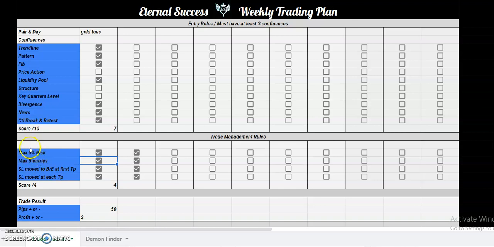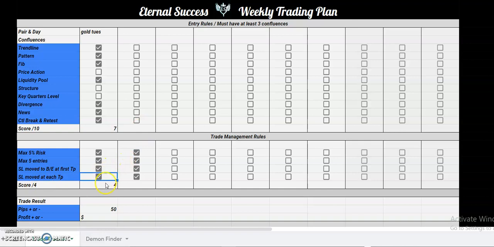So the 5% risk can be divided into 5 different trades. This year, your stop loss is moved to break even at first TP. You did that, okay? You said you stuck to your rules. Your stop loss is moved at each TP. So at each take profit, do you move your stop loss up, okay? And you stick to that.